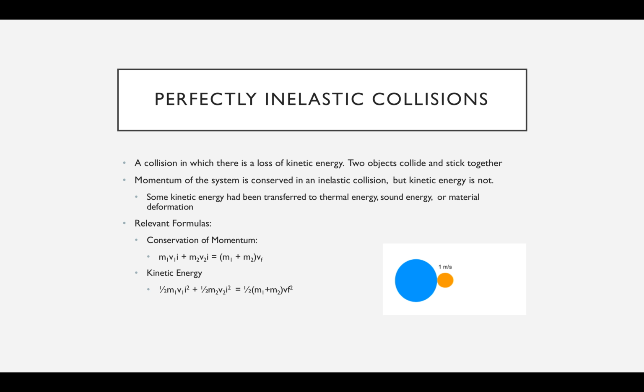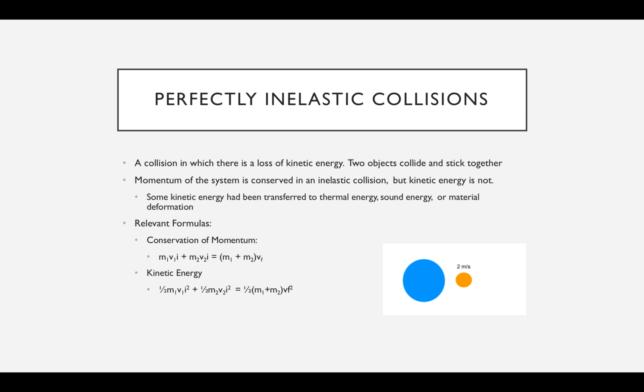In a perfectly inelastic collision, there is a loss of kinetic energy. Specifically, a perfectly inelastic collision is one in which two objects collide and stick together. The momentum of the system is conserved in an inelastic collision, and the formula is the same as the one that we saw before. However, in an inelastic collision, the kinetic energy of the system is not conserved. There is usually some form of transfer of the kinetic energy from the system into the surroundings. Most often, it occurs in the form of a change in the thermal energy, sound energy, or material deformation.